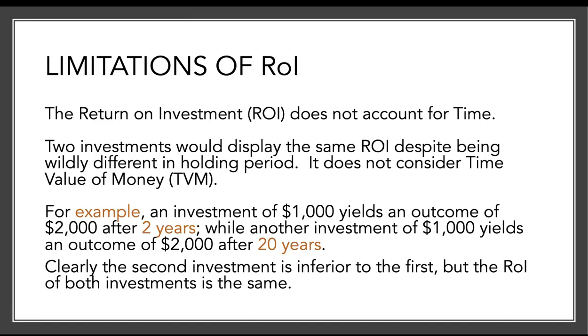For example, an investment of $1,000 yields an outcome of $2,000 after 2 years, while another investment of $1,000 yields an outcome of $2,000 after 20 years. Clearly, the second investment is inferior to the first, but the ROI of both investments is the same.